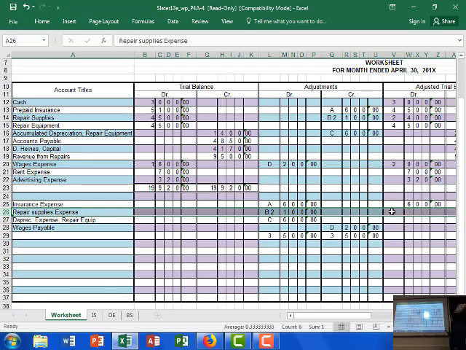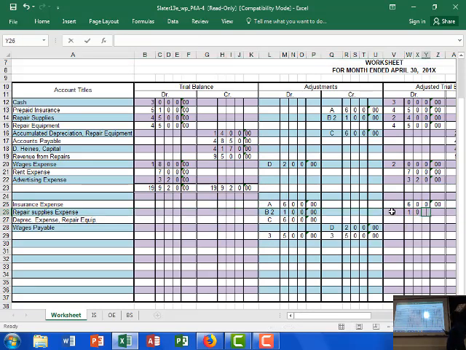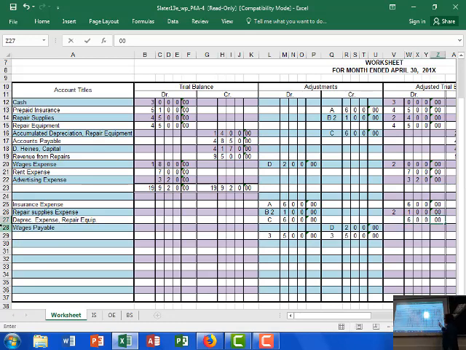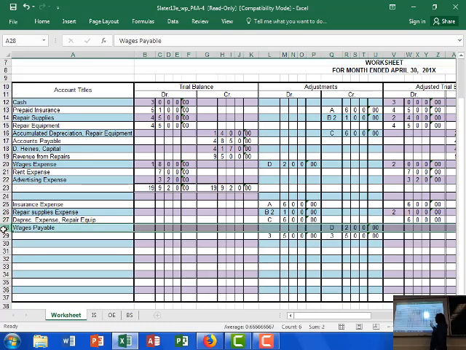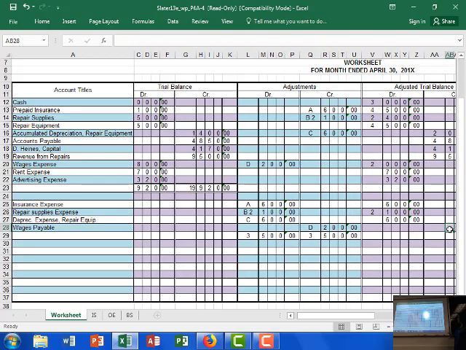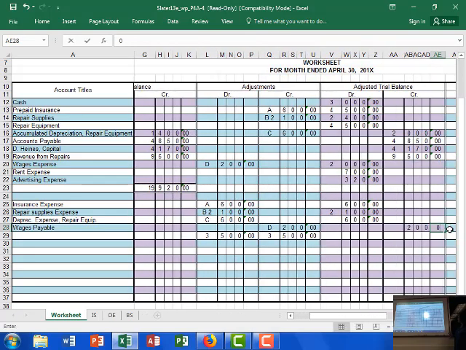Repair supplies expense, $100. Bring that over. Oh, $2,100, sorry, I messed up there. Depreciation expense, bring that in at $600. And now we're going to go ahead and put in the $200 of our wages payable. But that goes on, remember, the credit side. So I have to put that in onto the credit side.